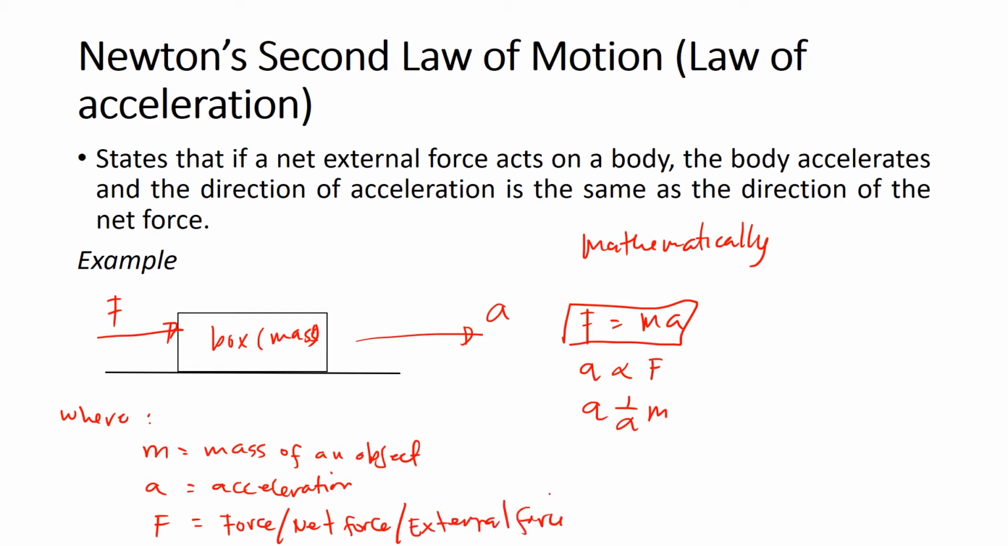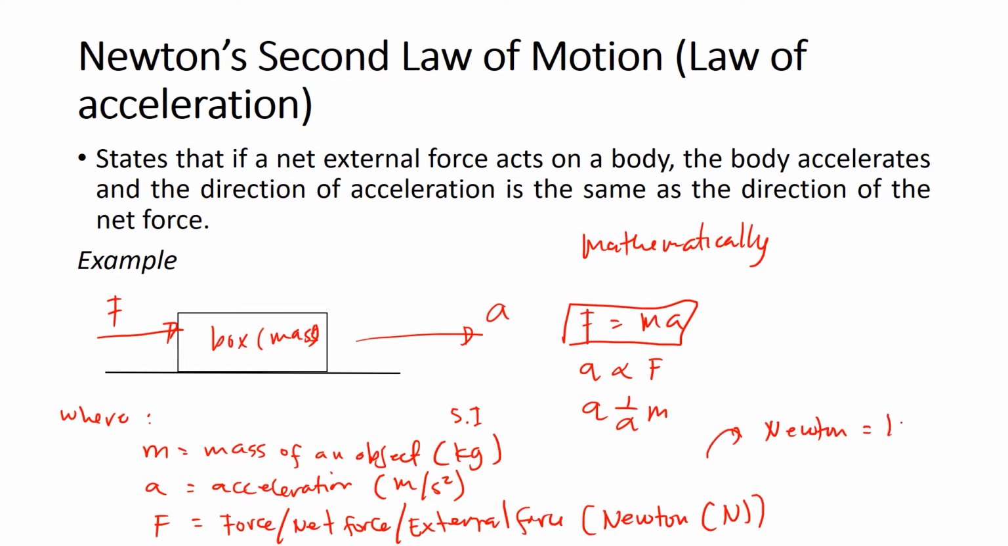force. So the SI unit for mass is kilograms, the SI unit for acceleration is meters per second squared, and the SI unit for force is the newton, or big letter N in symbol. And take note that newton is equal to kilograms times meters per second squared.